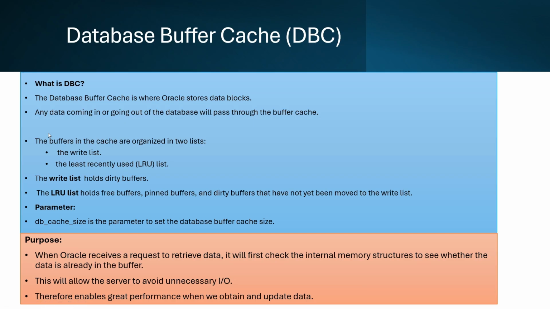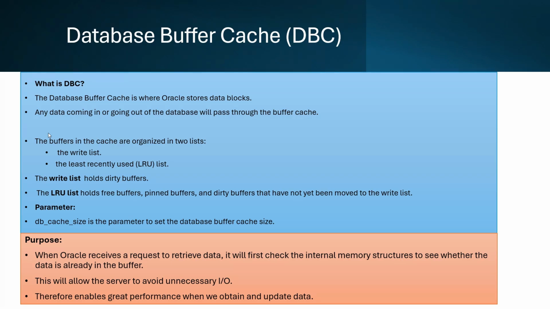The database buffer cache is where Oracle stores data blocks temporarily. And for processing, any data coming into or going out of the database will pass through the database buffer cache only. So when you want to read data through a SQL statement, that data also will be placed from the data file into the database buffer cache first, and from there it will be fetched to the client.